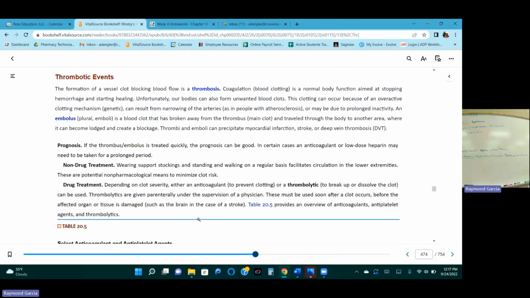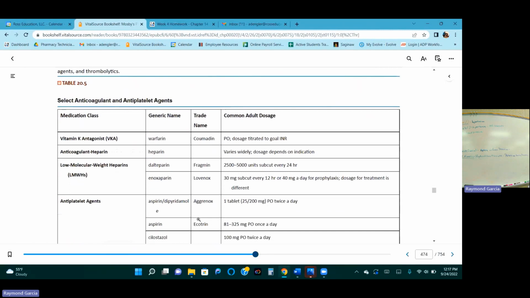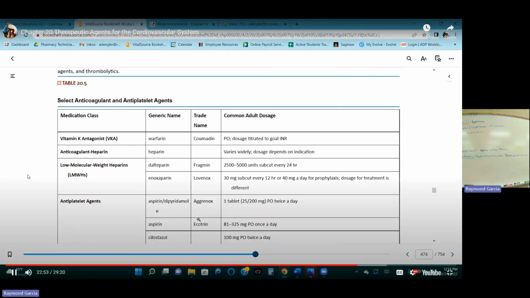An embolus is a blood clot that is broken away from the thrombus, the main clot, and traveled through the body to another area where it can become lodged and create a blockage. Thrombi and emboli can precipitate myocardial infarction, stroke, or deep vein thrombosis. Table 20.5 lists select anticoagulant and antiplatelet agents.